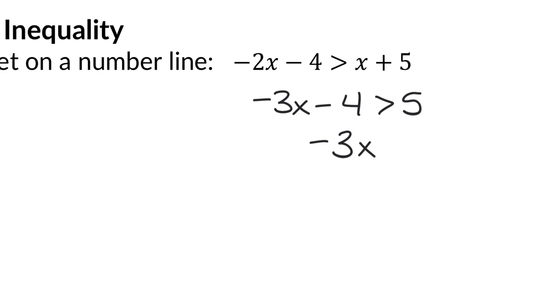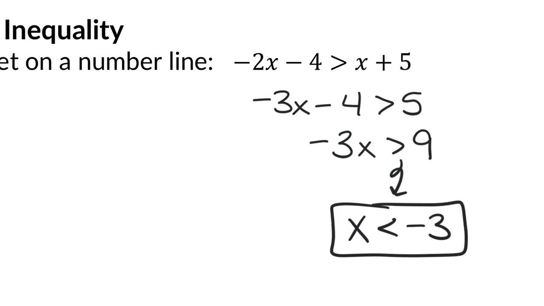That was the actual question. What's the next step? Move the 4, so we add 4 to both sides. What's the next step? Divide, but we're dividing by a negative number, so your spidey senses start tingling and we flip the sign. This time it's going to be x less than -3.